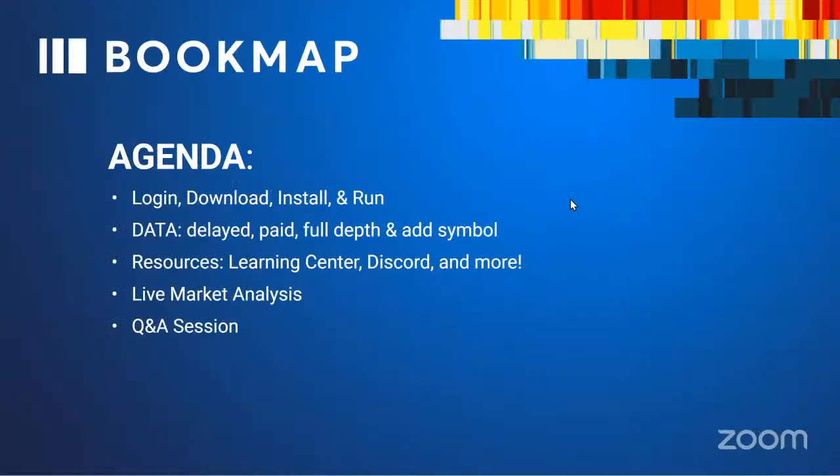So our agenda today is going to log into bookmap.com, download the app, and we're going to install it and we're going to run it. And then we're going to go through data, and you might have a lot of questions about data. So we're going to talk about the delayed data, paid data, and then full depth, and then add a symbol. And we're going to go through other resources for more information, and then live analysis and Q&A.